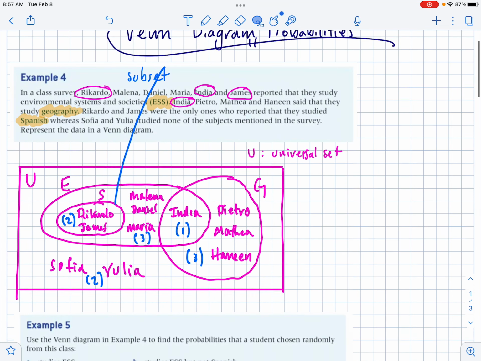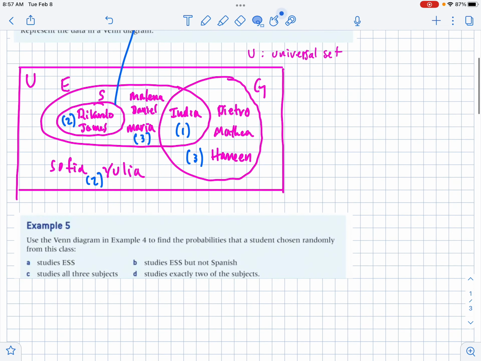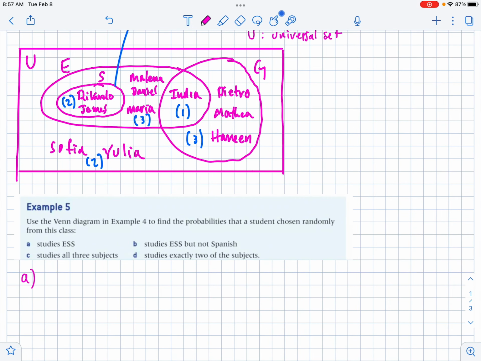There we go. For the second part of the question, it says, use the Venn diagram in example 4 to find the probabilities that a student chosen at random is from a certain class. So for the first one, studies ESS. Well, for all of this, we need to know the total number of kids. If we add up all these numbers, 2, 3, 1, 3, 2, I believe that's 11. So the probability of being in the ESS class is going to be something out of 11.